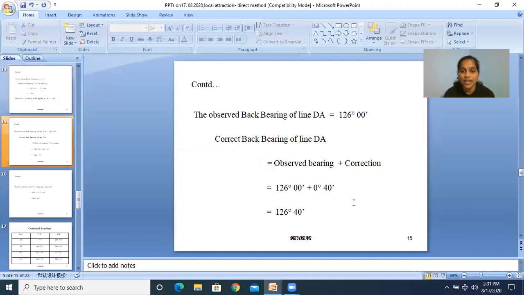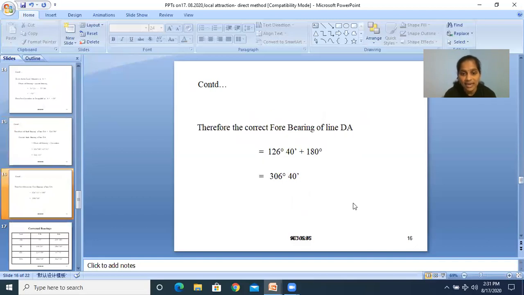The observed back bearing of DA line is 126 degrees. The correct back bearing of DA line is equal to observed bearing plus correction, that is 126 degrees 00 minutes plus 0 degrees 40 minutes. So that is 126 degrees 40 minutes. That is the correct back bearing of DA line. Therefore, the correct forebearing of DA line is equal to 126 degrees 40 minutes plus 180 degrees. That is 306 degrees 40 minutes.